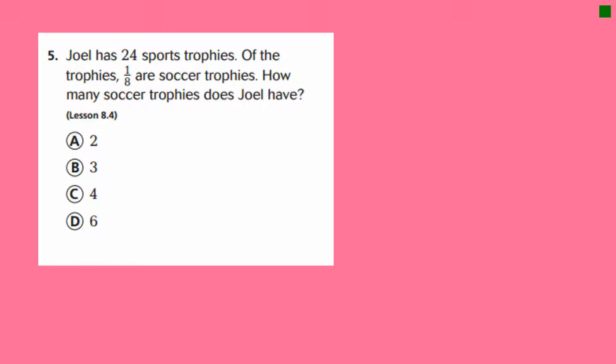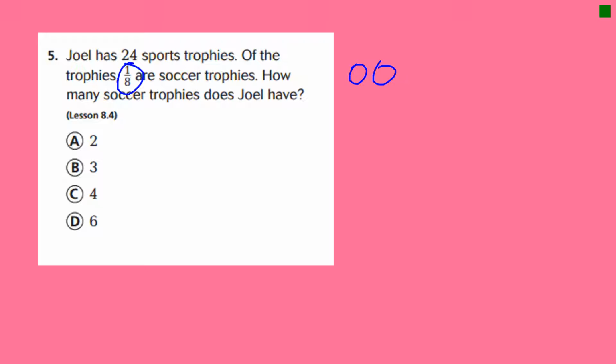All right, here we are on the last one, the review. Joel has 24 sports trophies. Of the trophies, 1/8 are soccer trophies. How many soccer trophies does Joel have? So let's see. He has 24 trophies, and of the trophies, 1/8 are soccer trophies. Okay, guys, so 24 sports trophies. So 1/8, or 1 out of every 8, are soccer trophies.